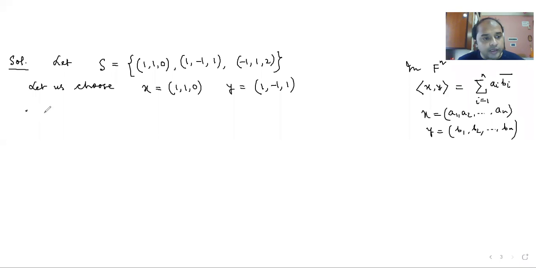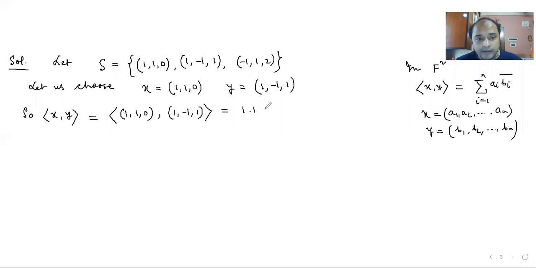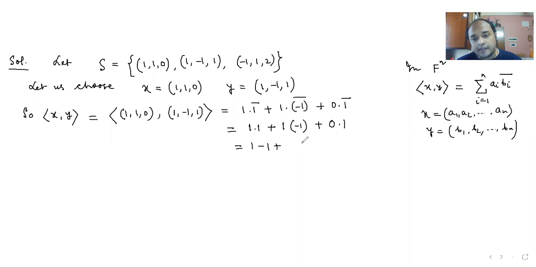So the inner product of x, y will be the inner product of (1, 1, 0) and (1, -1, 1), and by this rule I can write it as 1 into 1 bar plus 1 into -1 bar plus 0 into 1 bar. Now these are all real numbers, so 1 bar is actually 1, -1 bar is actually -1, and 1 bar is actually 1. So we are ultimately getting 1 minus 1 plus 0, that is 0.